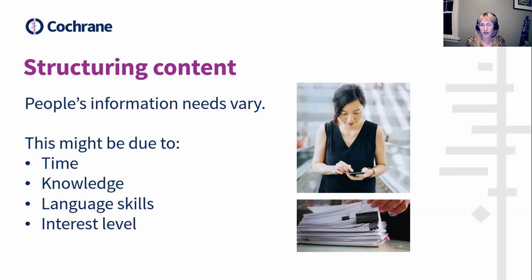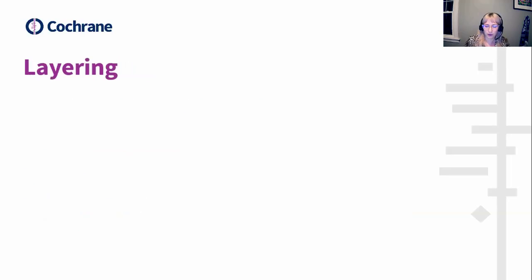In the Cochrane context, you may find that some people prefer clear, short summaries of key review findings, whereas others want more access to the in-depth information on why the trials were included in a review. So then we have a question as to, well, how we can meet those different needs in a way that makes the best use of the time and resources that we have available. And that's where I'm going to share with you the strategy of layering.